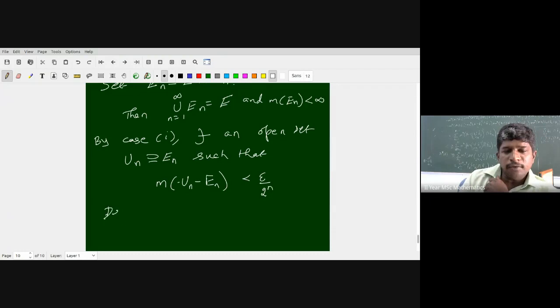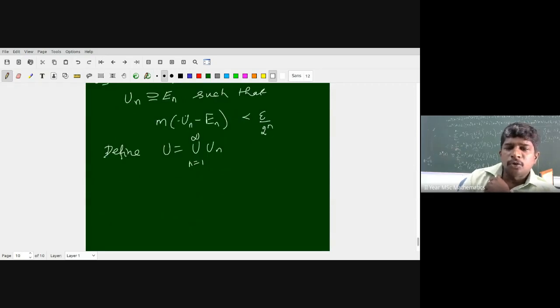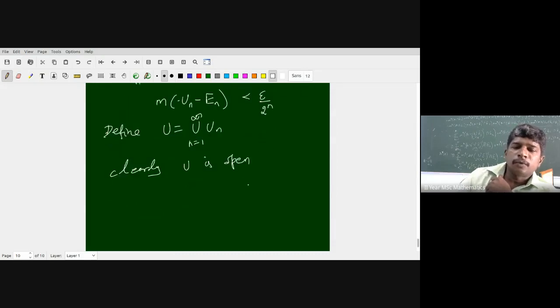So let us define U equal to the union, n from 1 to infinity. So it's a countable union of open sets. So clearly U is open, and E is contained in the union of En, contained in Un, contained in U. So this is contained in U.